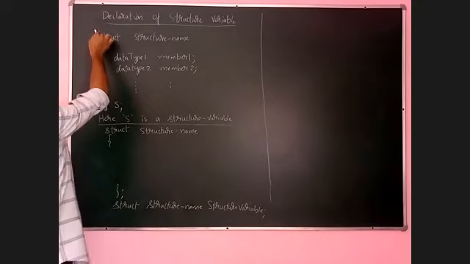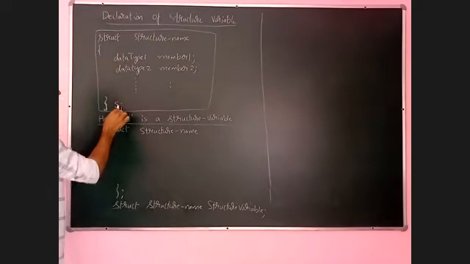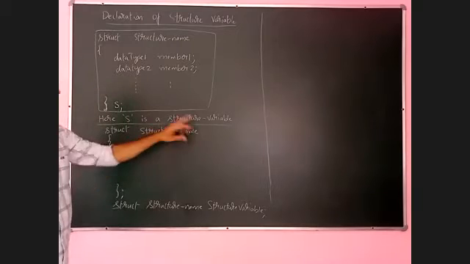So write the entire structure declaration. Before you put the semicolon, you write the variable. So this is one way of declaring a structure variable.